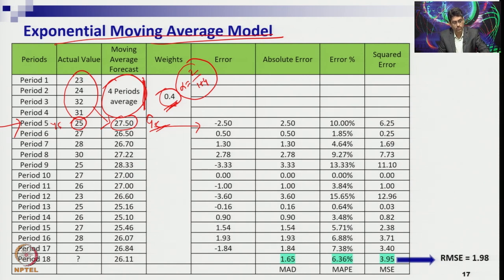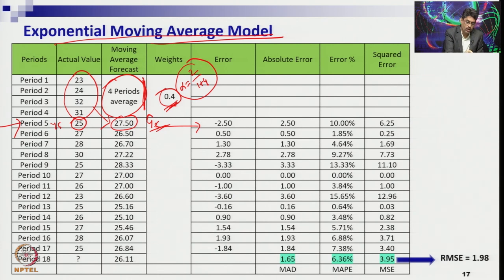That means, from where did you get it? From the previous data sets. So effectively you are giving the remaining 60% to the older data. You have spread it, and you might say, sir, we are taking only period 5 actual and period 5 forecast, so we are just taking a weighted average of period 5 only. No, you are actually taking into account the previous data points.